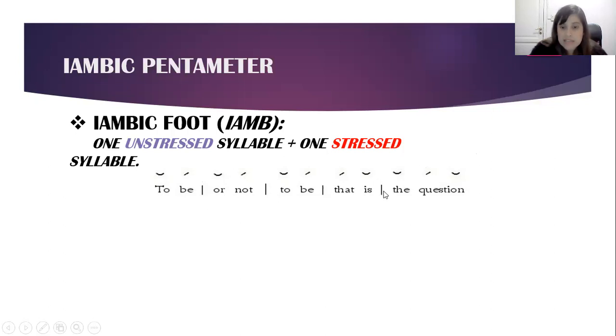Why is it called penta? Because it has 5. We have 5 iambs: 1, 2, 3, 4, 5. Follow the cursor here on the screen. 1 iamb, 2 iambs, 3 iambs, 4 iambs, 5 iambs.